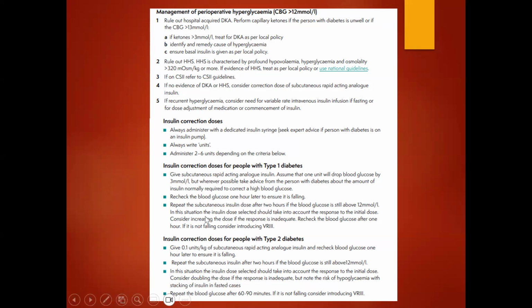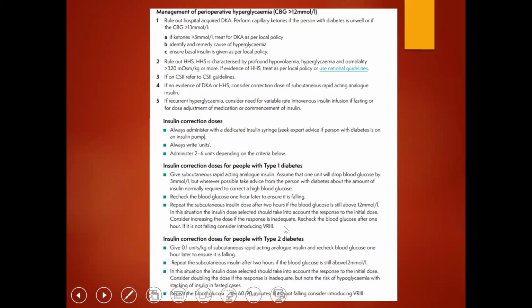In this situation, the insulin dose selected should take into account the response to the initial dose. Same principle. Consider increasing the dose if there is an inadequate response to the initial one. Recheck the blood glucose after 1 hour. If it is still not falling, consider again putting the patient on a variable rate insulin infusion.